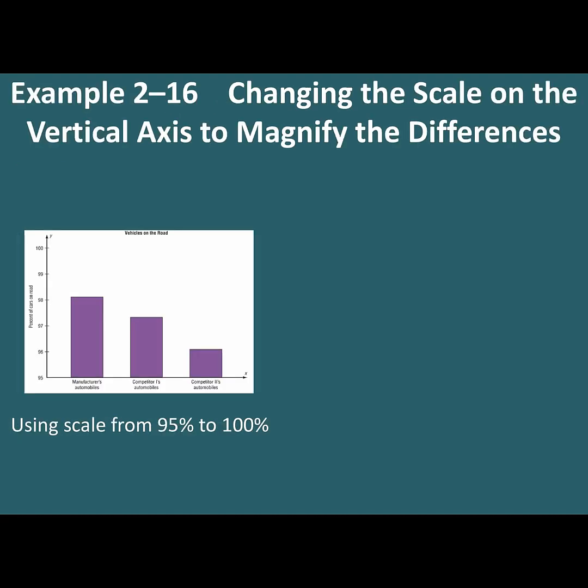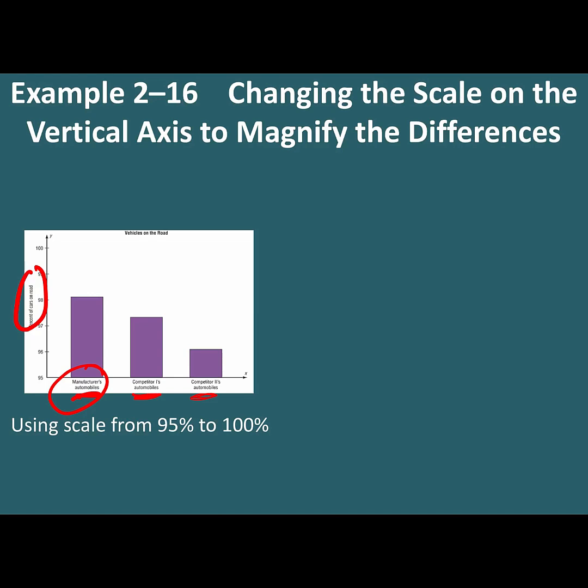Take a look at this first graph. It seems to be a stark difference in the percent of cars on the road between a manufacturer's automobiles, the competitor's automobiles, and competitor two's automobiles. And it seems as if the manufacturer here is truly beating the competition.